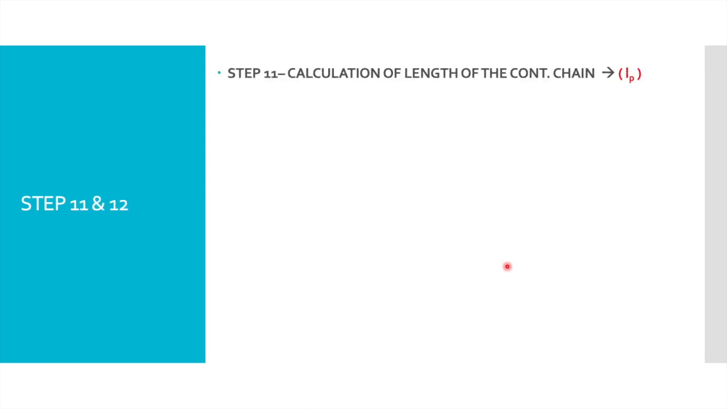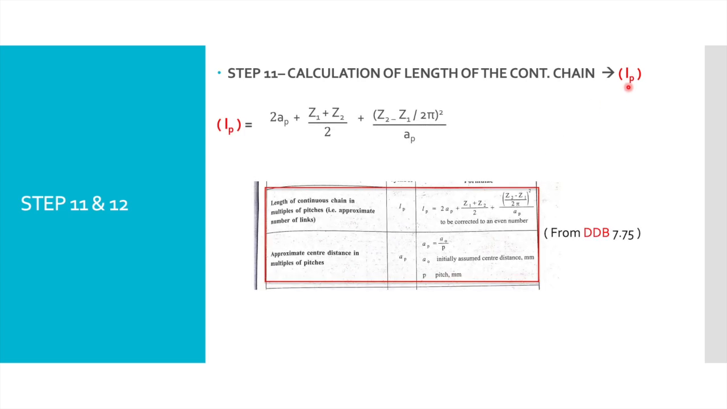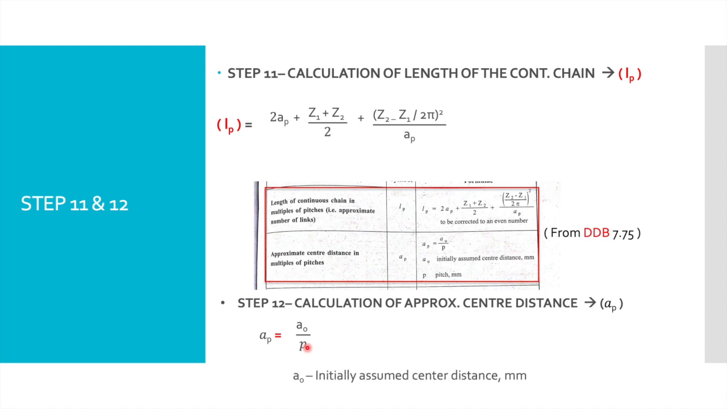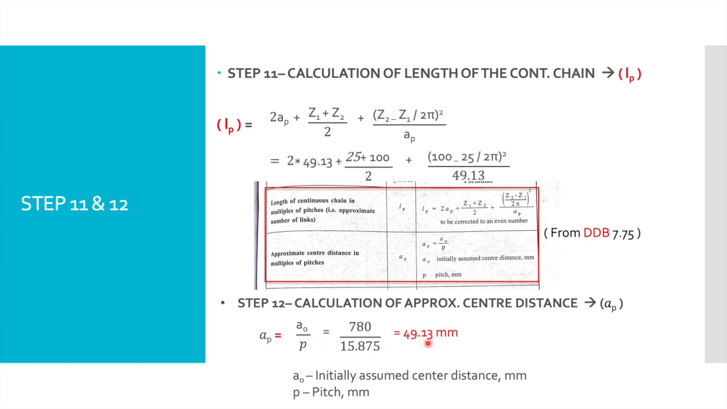So calculation of length of continuous chain is indicated by L suffix p. The formula is this, which is taken from the design data book here. In this we know all the values except for AP. For AP there's another formula, that is A naught by P, where A naught is the initially assumed center distance, that is 780, and P is the pitch. So by calculating we get 49.13, and we put this 49.13 here, and we get the length of continuous chain to be 163.66 mm.